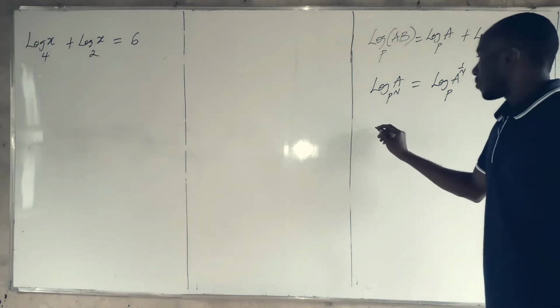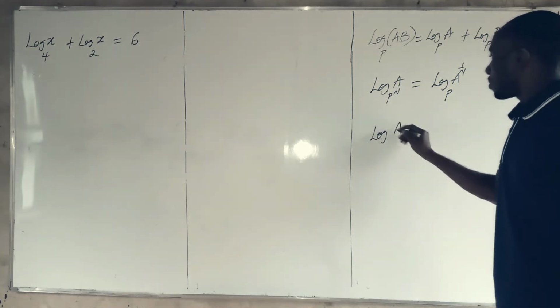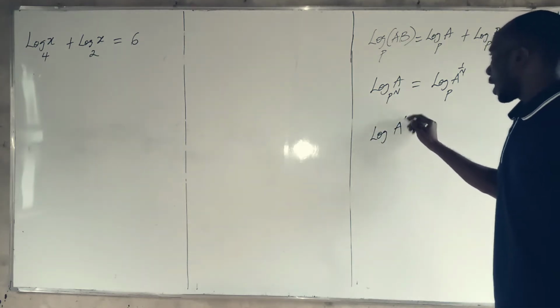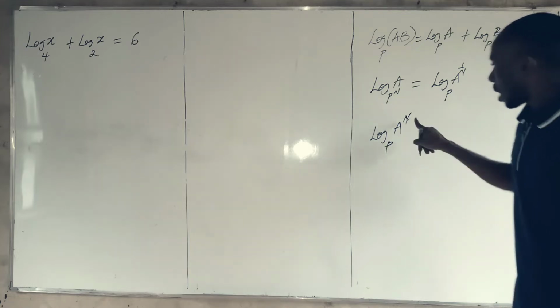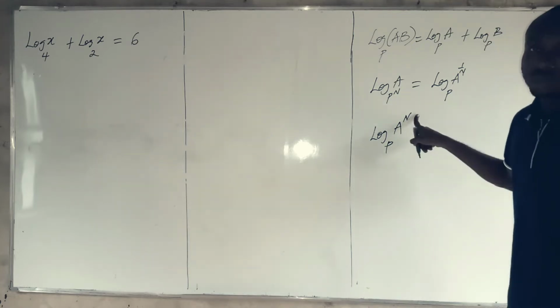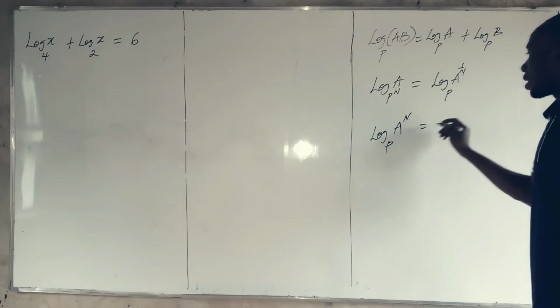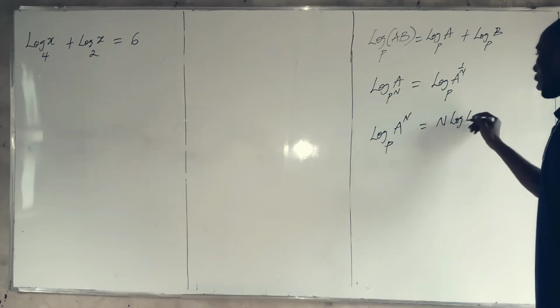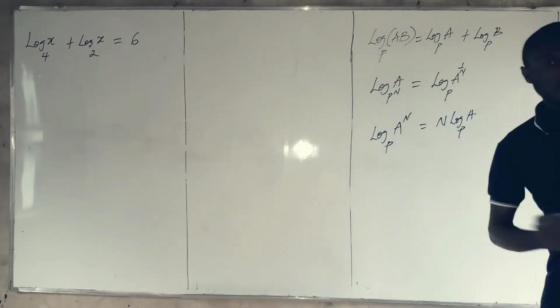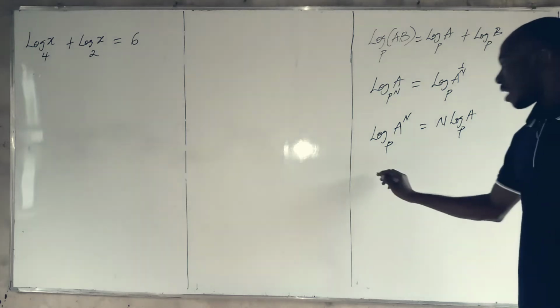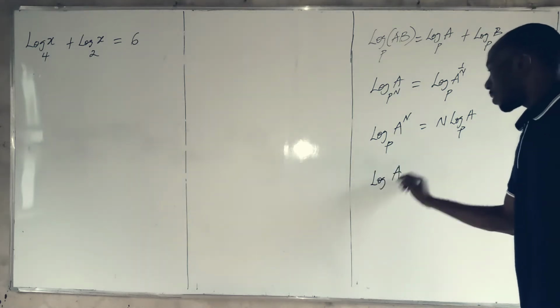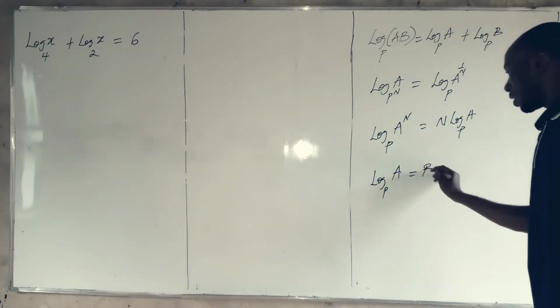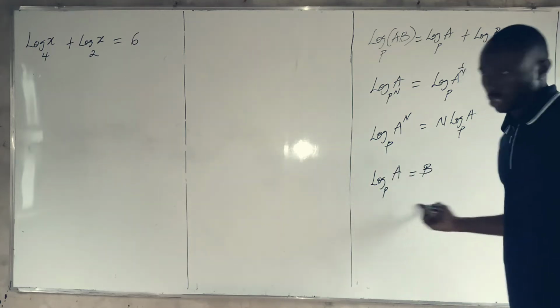Now, number 3, if I have log A to the power n base P. Now, in this case, the input has the power and it will become n log A base P. Okay? And lastly, if I have log A base P is equal to B. This is a logarithmic equation right here.